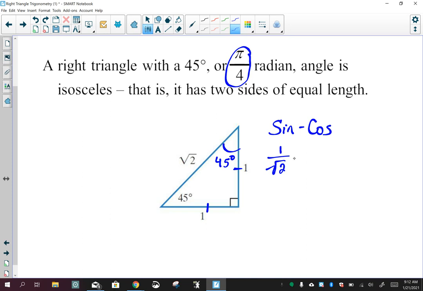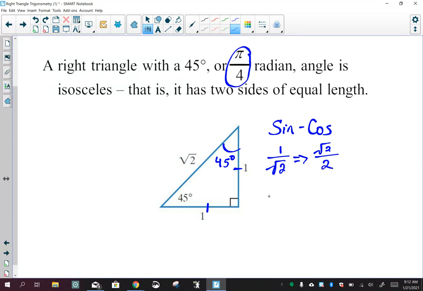Now, you cannot keep that as 1 over the square root of 2 because you are not allowed to have a square root in the denominator. So since you can't have a square root in the denominator, you have to rationalize your denominator, which basically means multiply top and bottom by the square root of 2. So sine and cosine are really square root of 2 over 2.